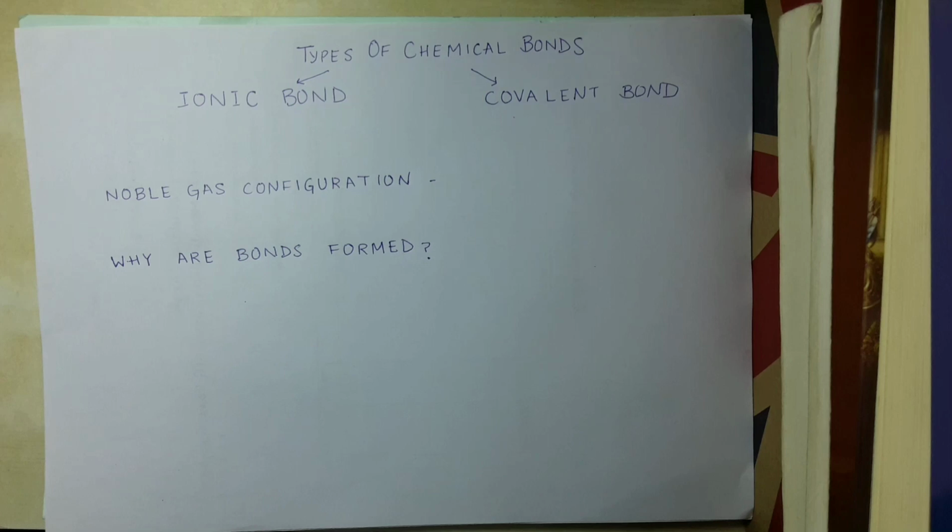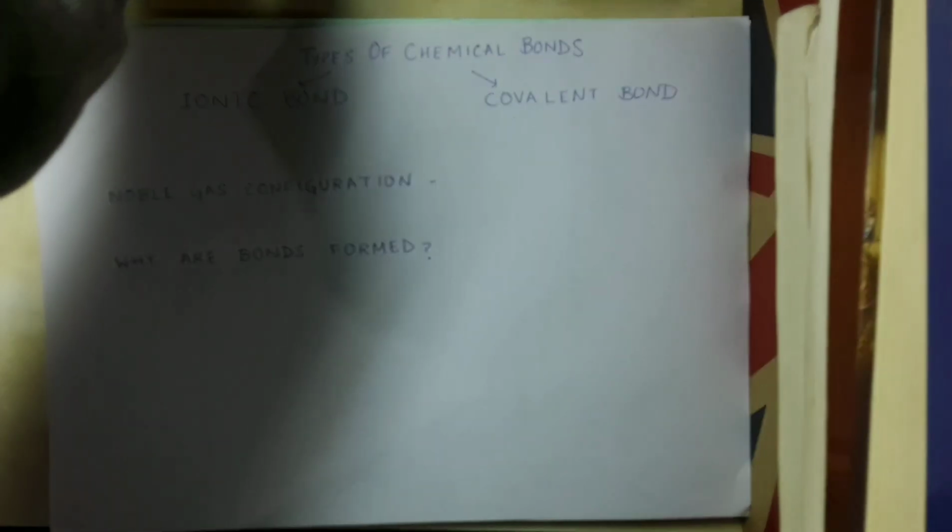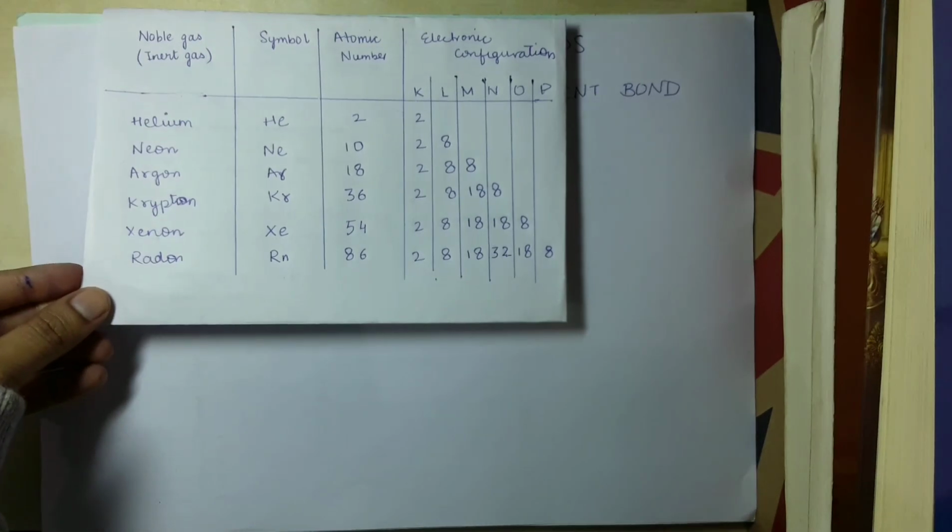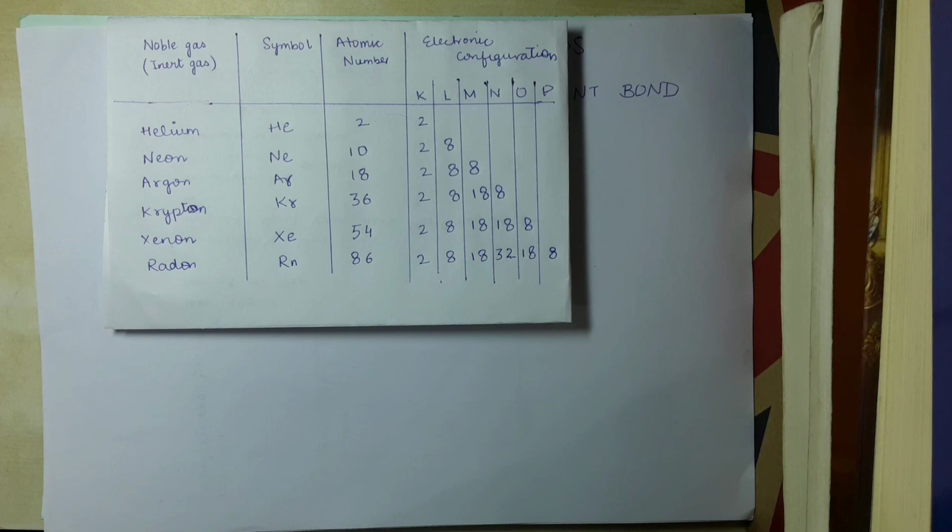So before I begin with the description about the ionic and the covalent bond, something that I want you guys to know about is why are these bonds formed, and also about the noble gas configuration. So noble gases are basically, I have a list here. So these are the various noble gases: helium, neon, argon, krypton, xenon, radon. And I have listed the atomic number here and the electronic configuration.